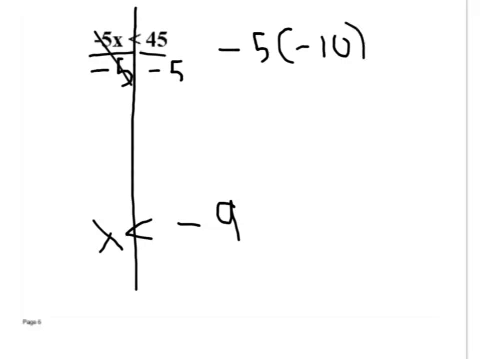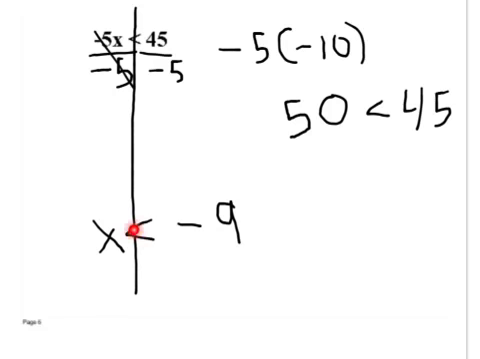Okay. What's -5 times -10? Positive 50. Is 50 less than 45? No. So what do I need to do here? I need to change the sign.